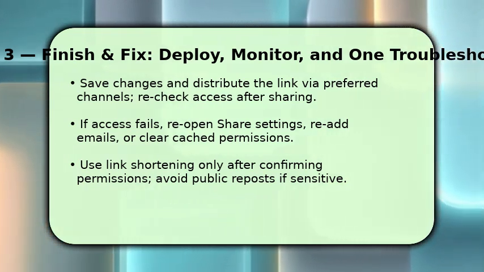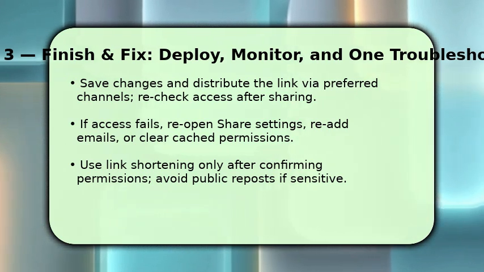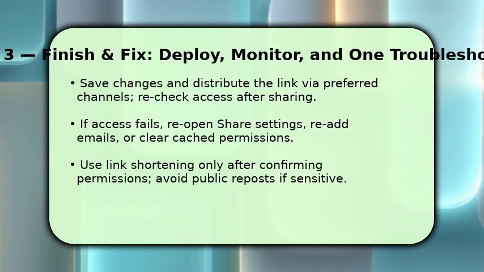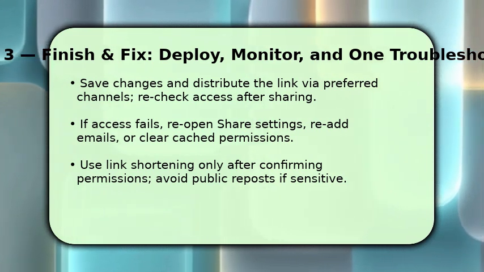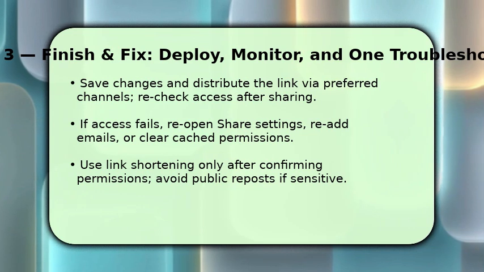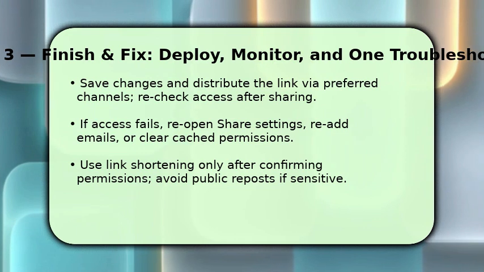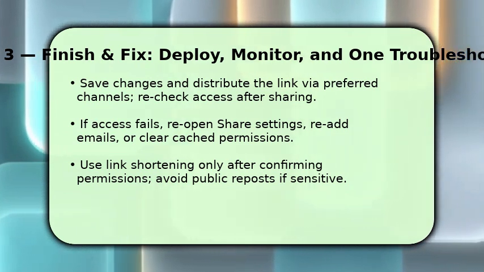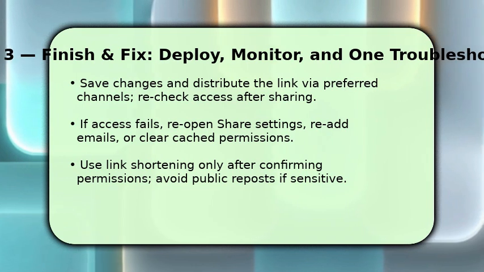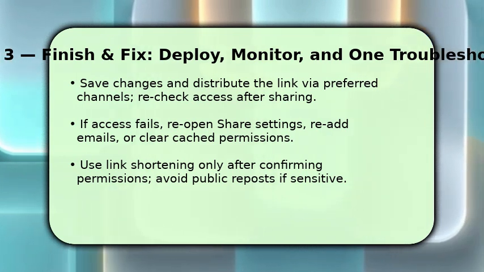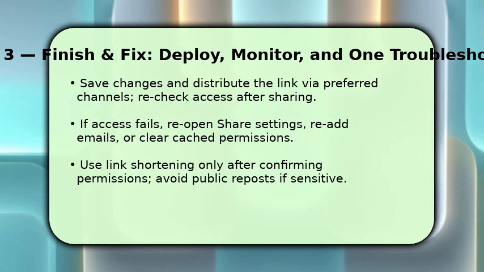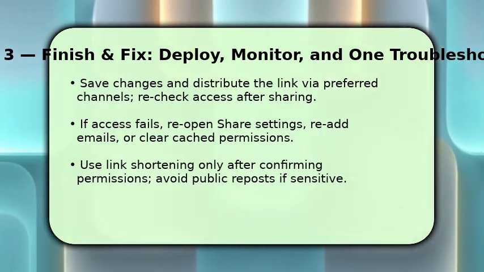Make sure to verify access immediately. Ask one user to confirm they can open the file with the intended rights. If someone reports an error, reopen share settings, re-add their email address, or remove and reapply the link type. Clearing browser cache helps when permissions seem stuck. One key troubleshooting tip: if shared content remains inaccessible, confirm you didn't enable domain restrictions or set expiration by mistake.